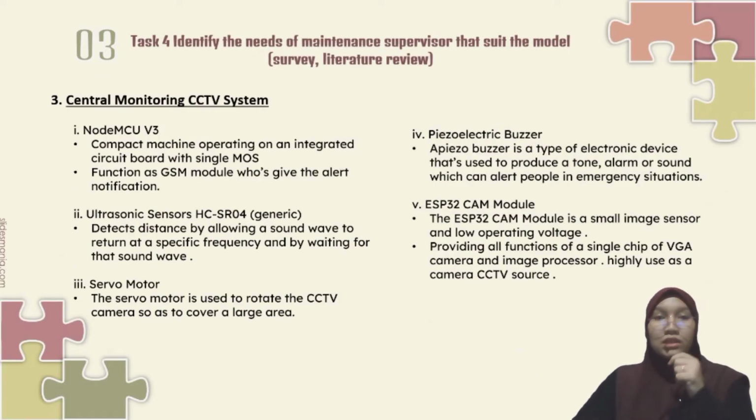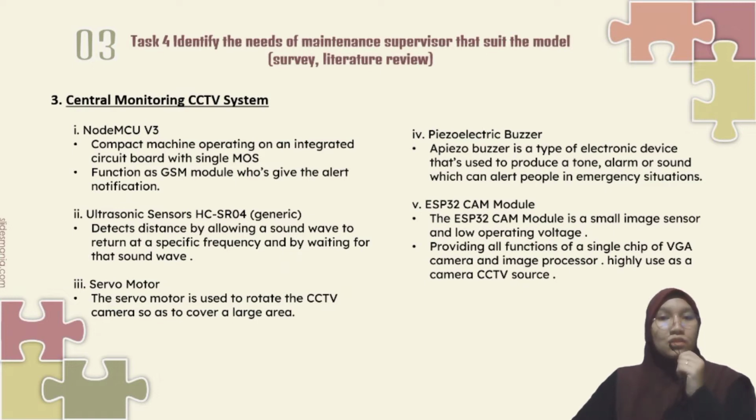Third technology is the Central Monitoring CCTV System. The Central Monitoring System is a station fully equipped with all the relevant technology to receive, decode, display and print out all signals sent by the respective alarm system. The components used in this technology are, first, NodeMCU V3, a compact machine operating on an integrated circuit board with single MOS, functioning as a GCM module which gives the alert notification.